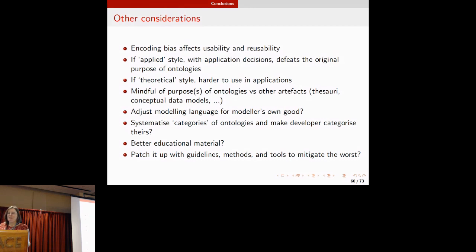Systematizing categories of ontologies. Maybe you could force the ontology developer to choose their categories, make a commitment, and stick to it, instead of the freedom. But some people will prefer the freedom, so you may want to discuss that as well. Maybe there's also a case for better educational materials, and the alternative is from the ontology engineering side. Okay, maybe we just should patch it up with guidelines, methods, and tools to mitigate the worst, to make it not too bad for the ontology developers themselves.